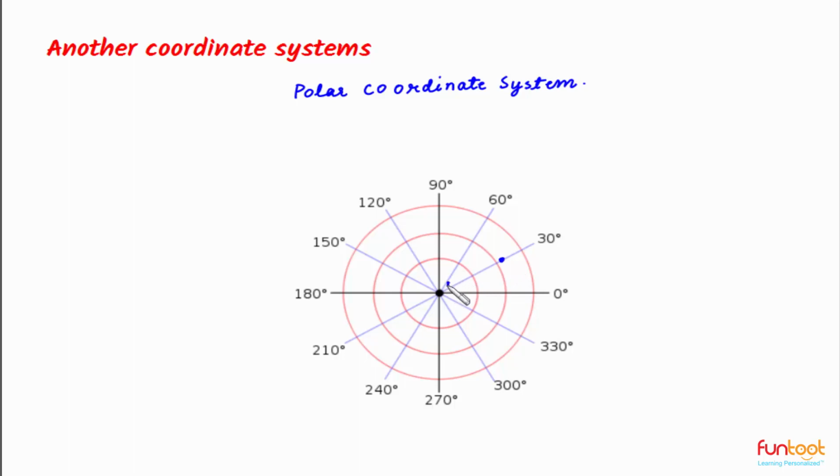So this is that distance, and the second coordinate is the angle which the line joining this point with the origin makes with positive direction of x-axis. So this angle is 30 degrees here, as we can see. So polar coordinates are (r, θ), where r is the distance from the origin and θ is the angle.